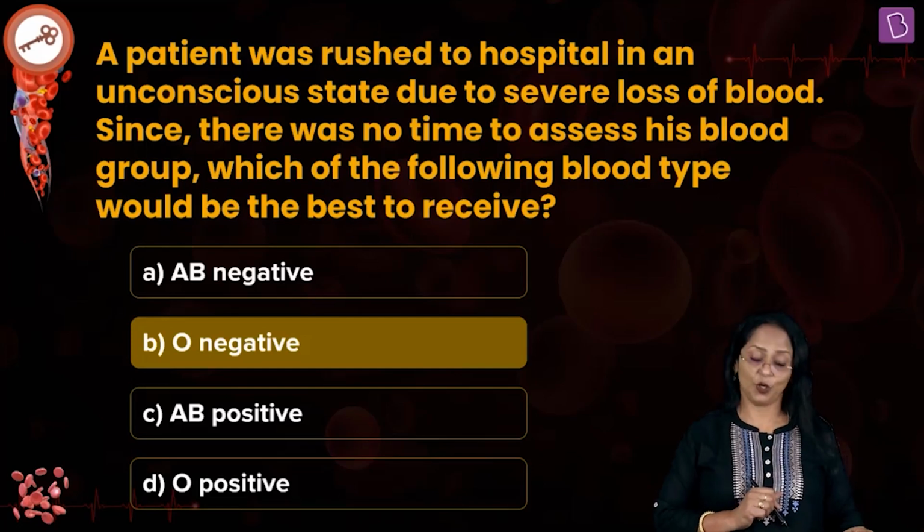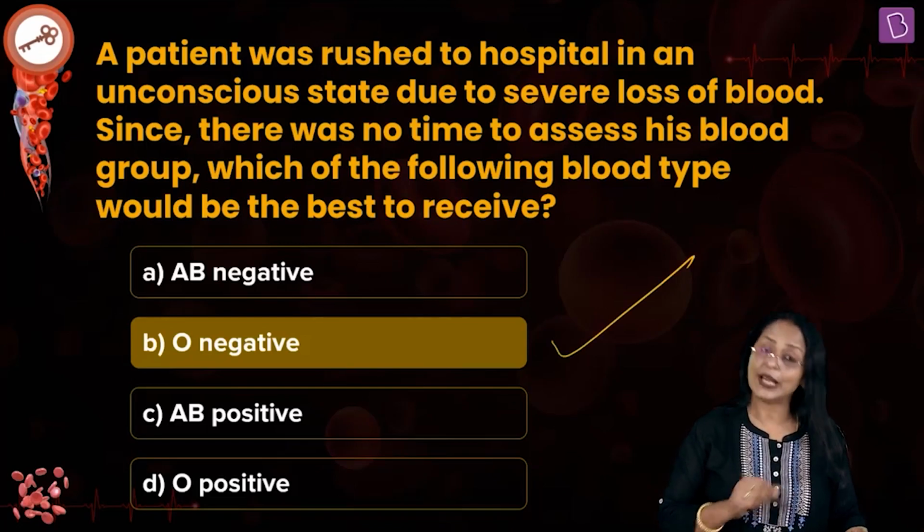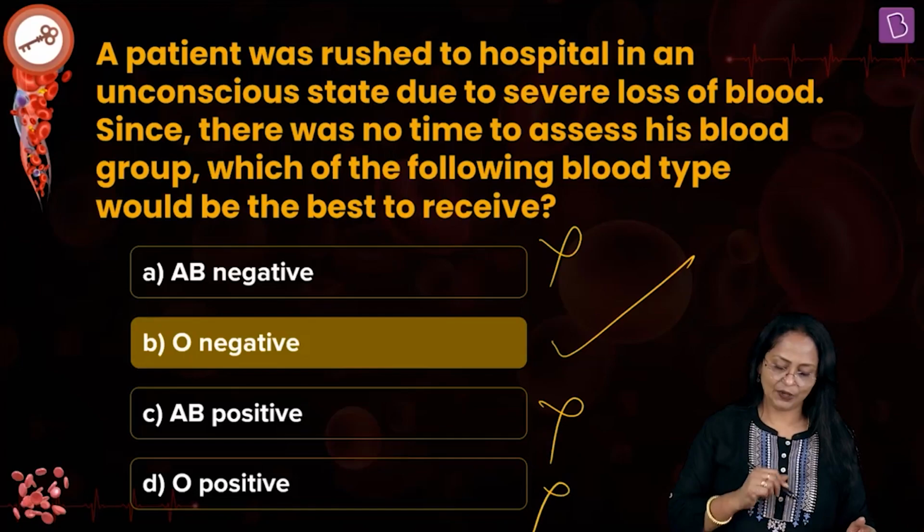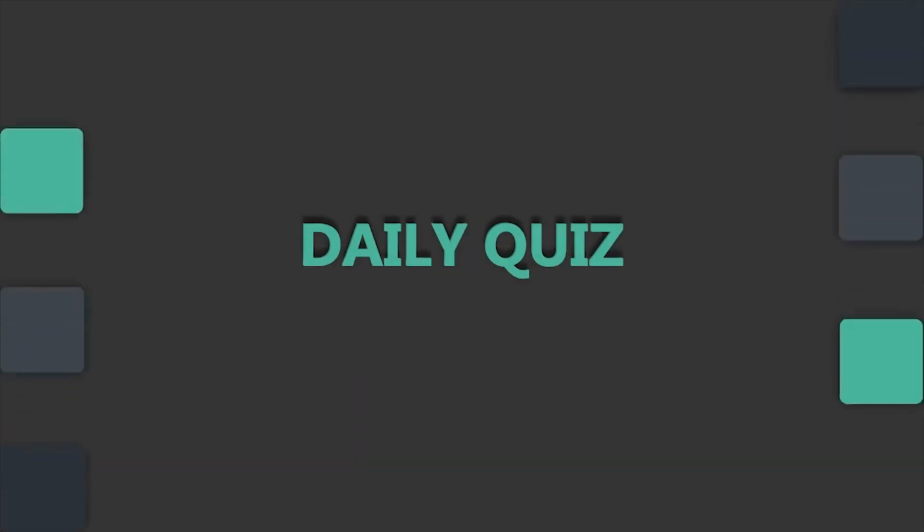So now if you look at the options, for this patient the blood group that can be given is O negative, even without assessing. So A, C and D we can eliminate. B is the right answer.